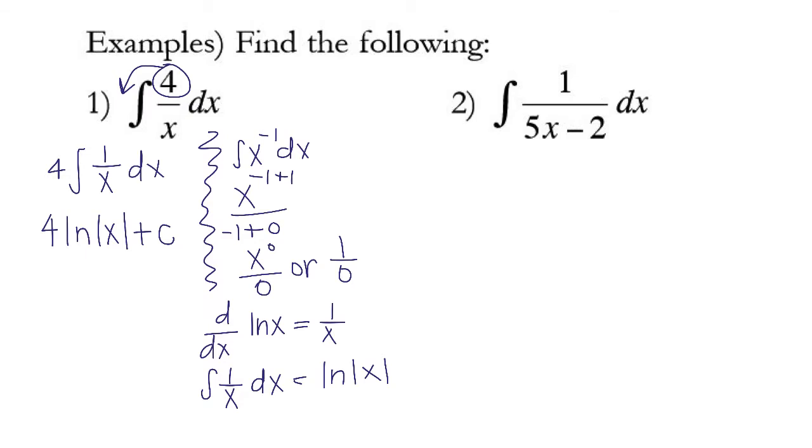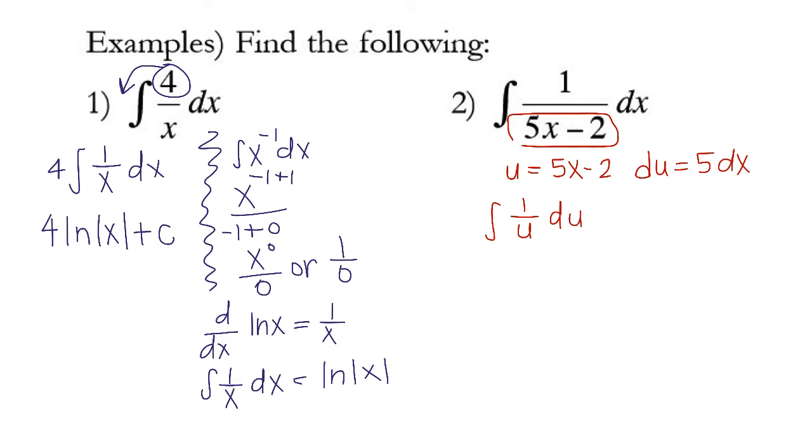Now, number 2, it looks like the same type of problem, but in this situation, we're going to have to replace this 5x minus 2 because it's not really in the form of 1 over x yet. So we're going to have to do a u substitution. So we're going to say u equals 5x minus 2. And just like before, we would have to go ahead and find du, which is going to be 5 dx. And so we're going to rewrite our integral. It's going to be 1 over u du.